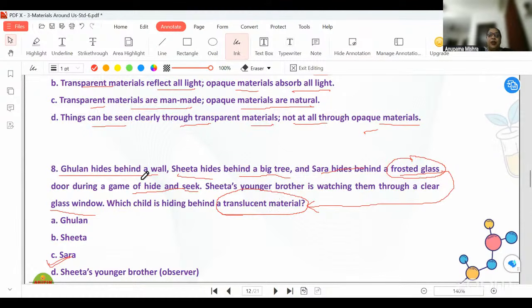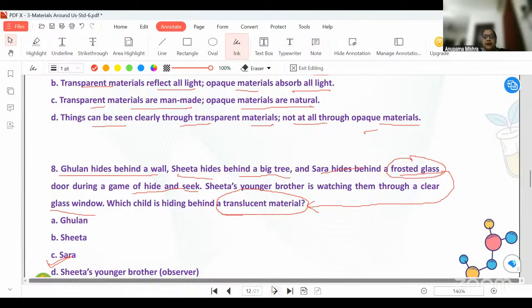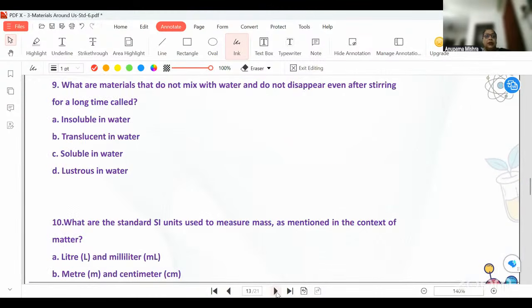Now see, behind a wall that is opaque, behind a big tree is also opaque. Sarah hides behind frosted glass, which is translucent, and Sheeta's younger brother is watching through a clear glass window. Clear glass window means it's transparent. But the question is asking translucent material, and translucent material is frosted glass, through which we can see things but not clearly. This is how we find the answer for the Olympiad.